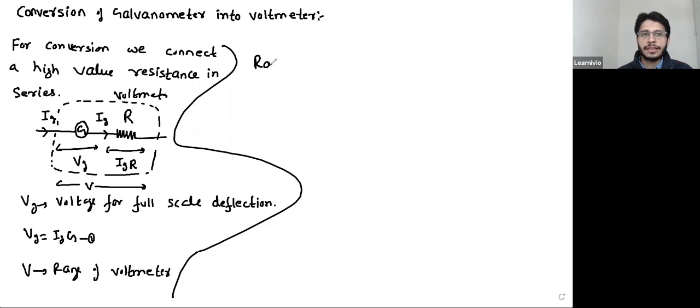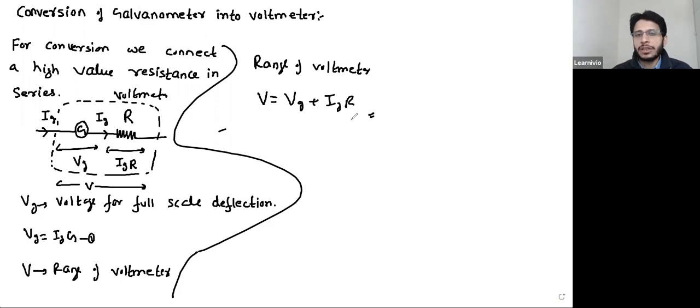So you can write that range of the voltmeter V is Vg, the voltage across the galvanometer, plus the voltage across this resistor R in series, which is IgR. Is it clear? This is the statement, because after this statement, there are only mathematical steps. This is the concept. The entire concept is in this equation.